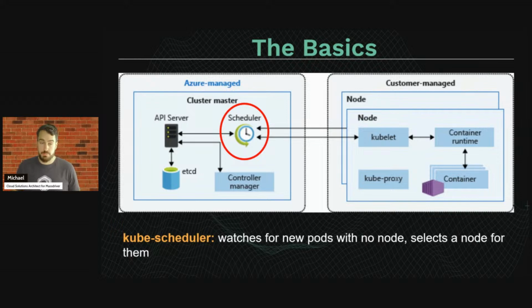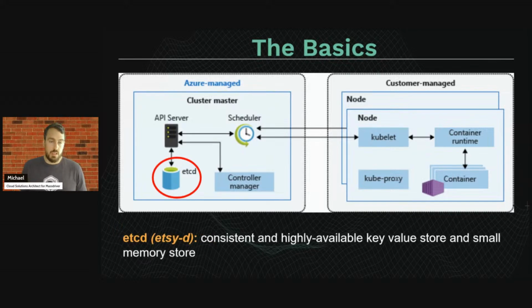The kube scheduler is a control plane component that watches for newly created pods with no assigned node and then selects a node for them to run on. When you create or scale applications, the scheduler is what determines what nodes can run the workloads and then starts up those nodes. etcd is the consistent and highly available key value store that is used to maintain the state of your Kubernetes cluster and configuration. It can also hold small amounts of data that fit entirely into memory.